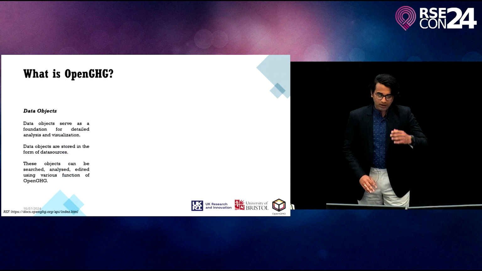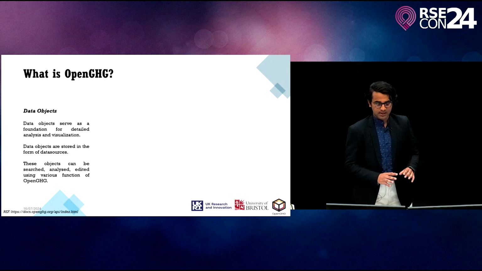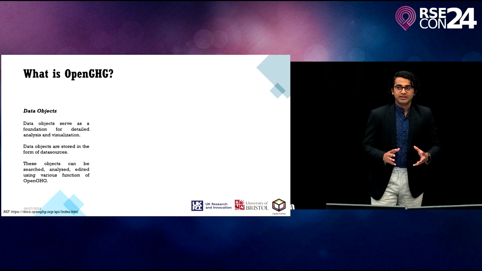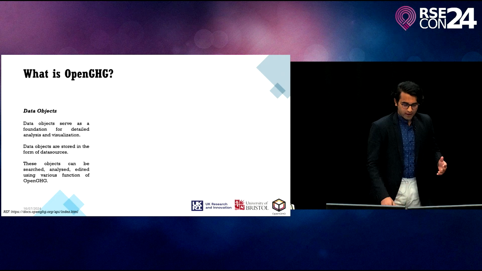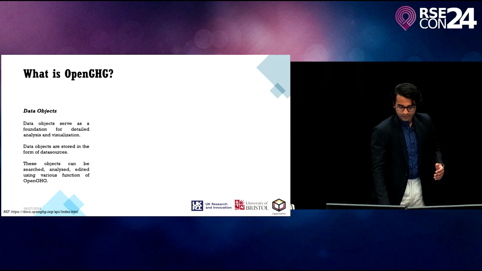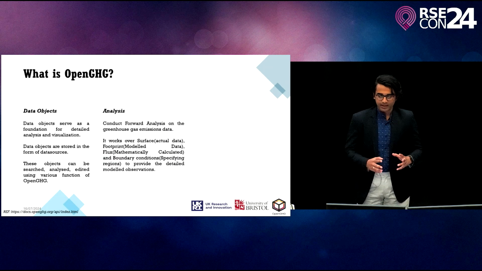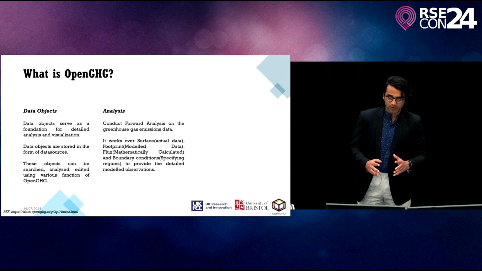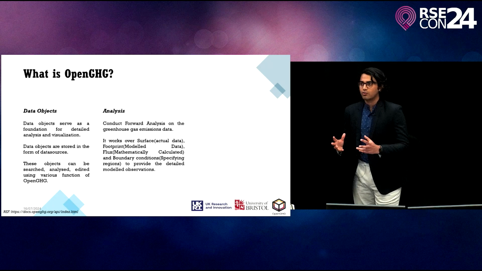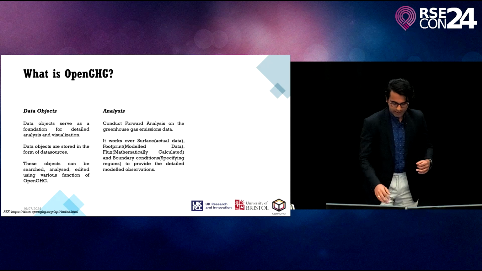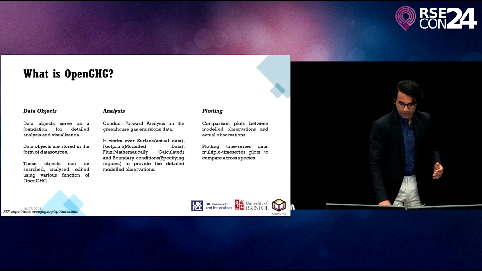Okay. So what are these data objects? These data objects serve as a foundation to perform the analysis and visualizations. We can search them using the specific keys that were supplied during their initial processing. These data objects can be of multiple data types that are mentioned on the screen, which are surface, footprint, flux, and boundary conditions. All of these data objects are then combined to perform the forward analysis. And we can also have multiple visualizations captured out of it.